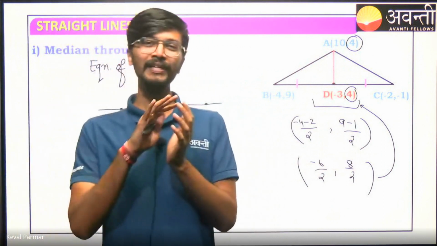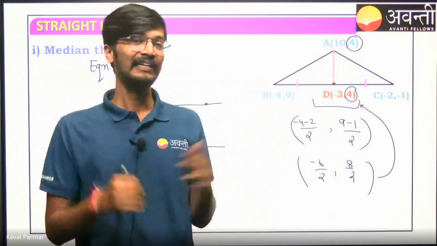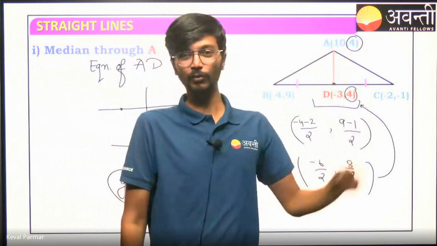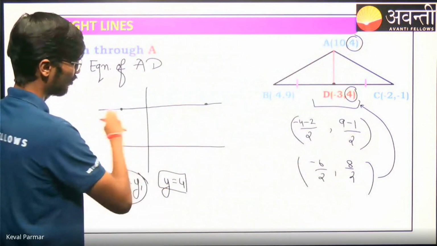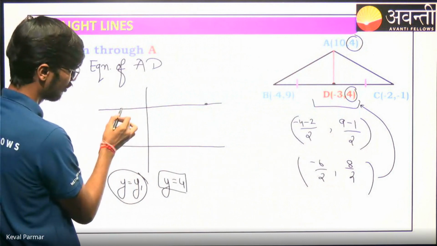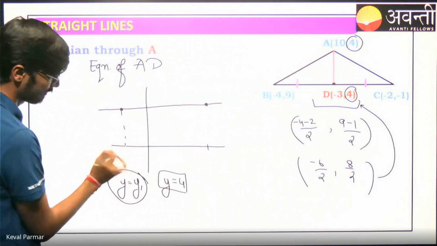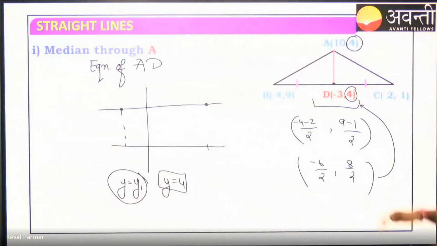So whenever we get 2 points A and D such that their y coordinates are the same, here also it was 4, here also it was 4, that means the line is parallel to the x-axis because the y coordinate does not change. The y coordinate will remain as it is, only the x coordinates change. Correct, guys? Let's do the next one.